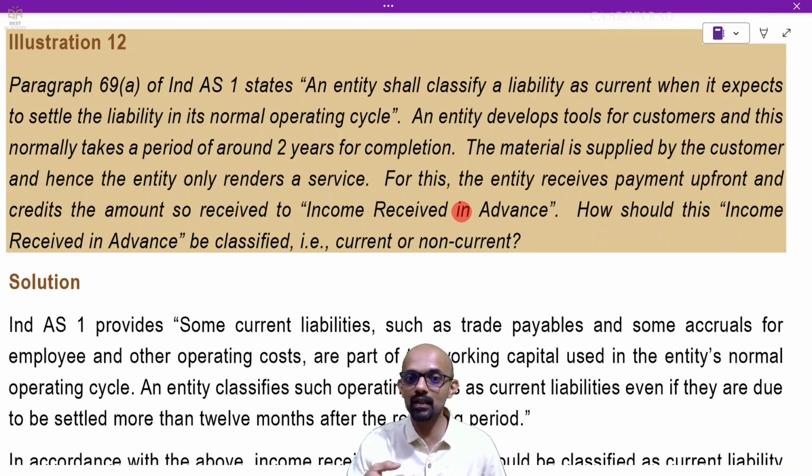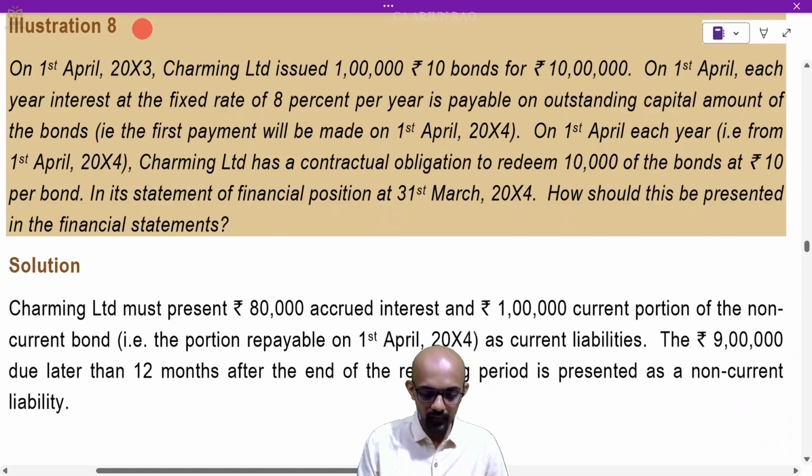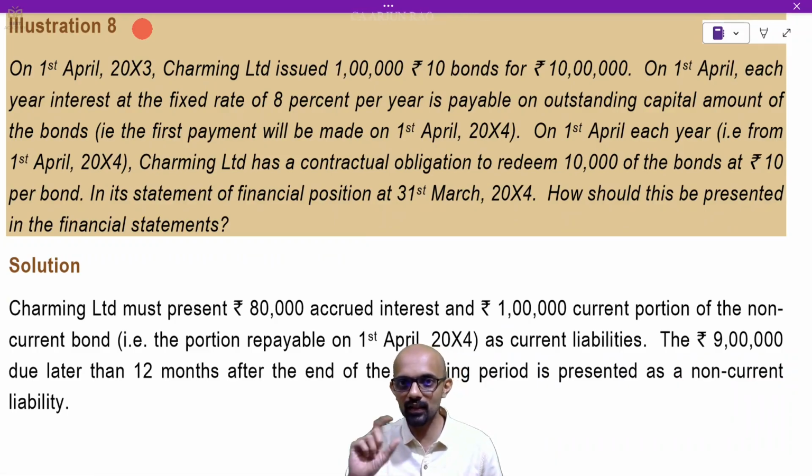How will it be settled? When we render the service. Within the operating cycle, yes or no? So what is this income received in advance? It is current. Now coming back to illustration 8, this has both a current as well as a non-current element. So basically you have to split the portion that is payable within 12 months from the end of the reporting period, that will be current, balance will be non-current.